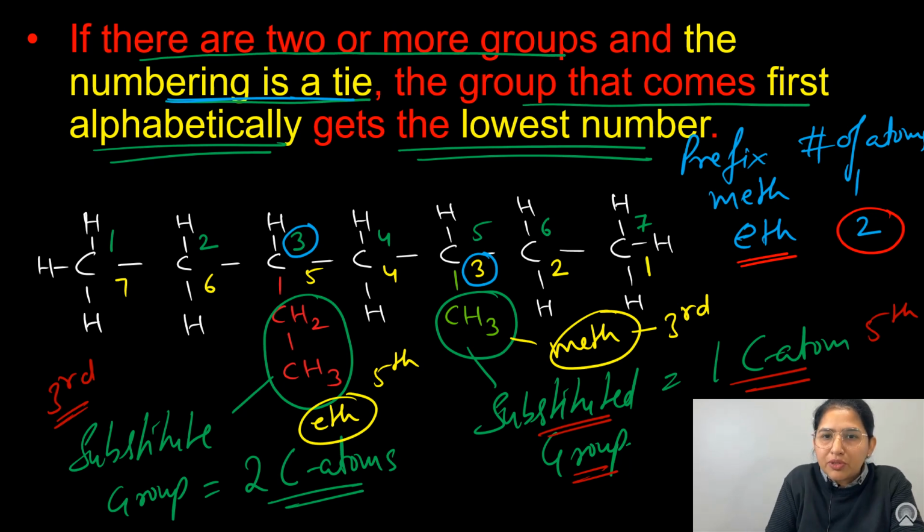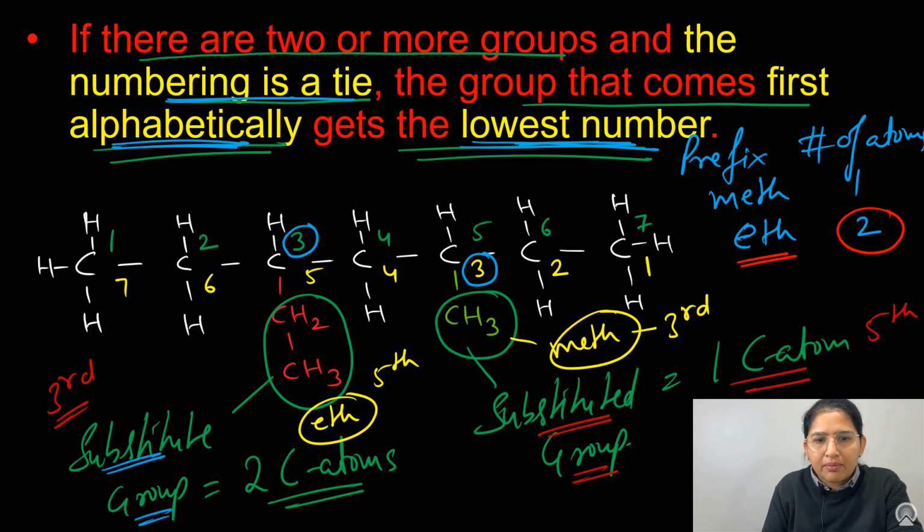Now what are we supposed to do? We are supposed to do the numbering in such a way that the group which comes alphabetically first should get the lowest number. Now we have seen this group should be written as ethyl and this group should be written as methyl. So we know already that ethyl comes first, e comes first. So the numbering should be such that this group is going to have the lowest number.